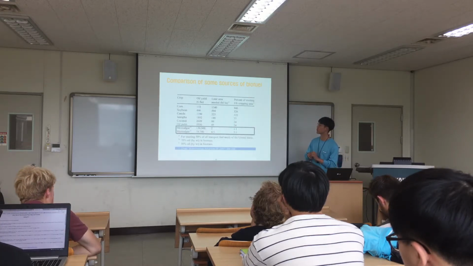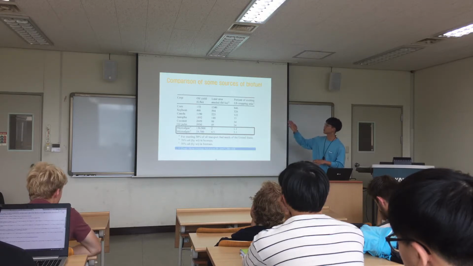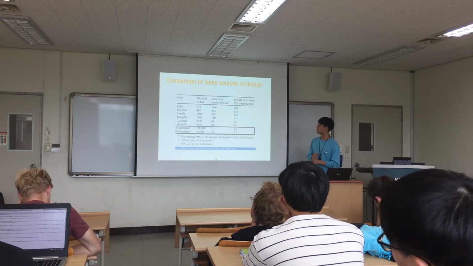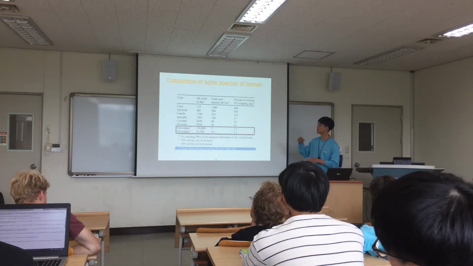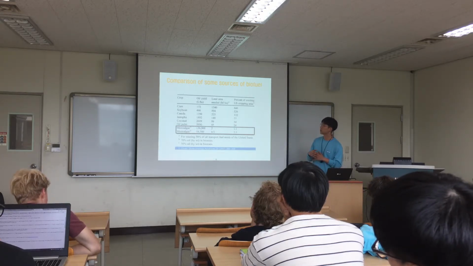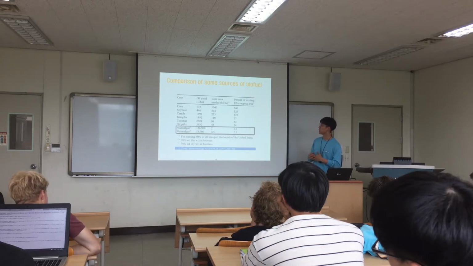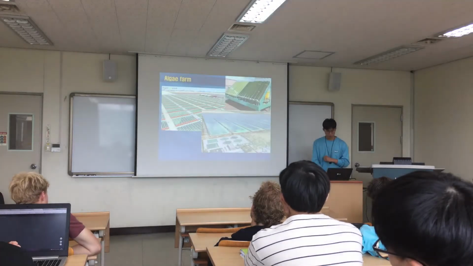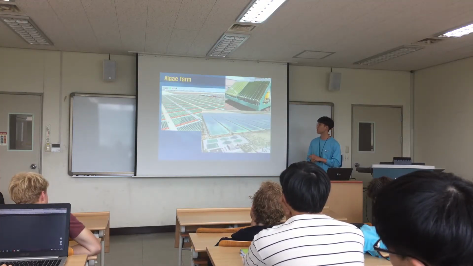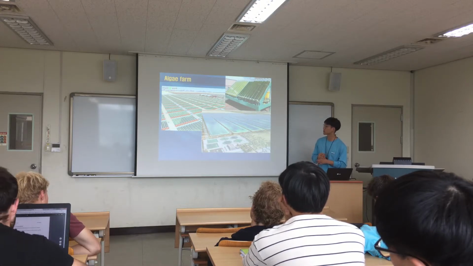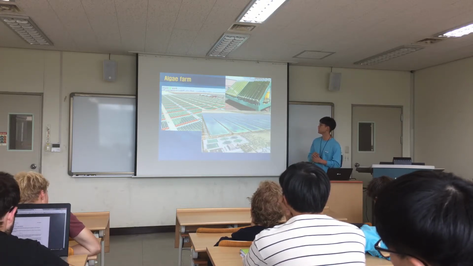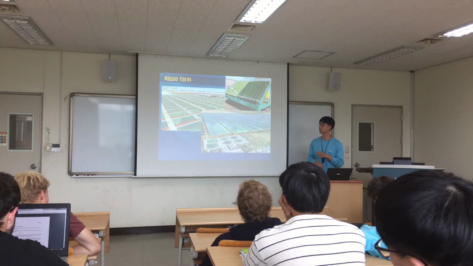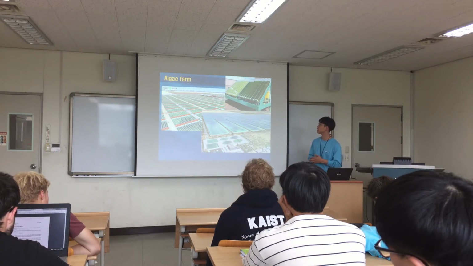This is just a simple comparison with the various biofuels. Microalgae has great oil yield possibility, but the cropping area in the United States has the lowest value. And this is a picture of an algae farm. Maybe you have already seen this green algae. It is located in a natural lake or an artificial lake.